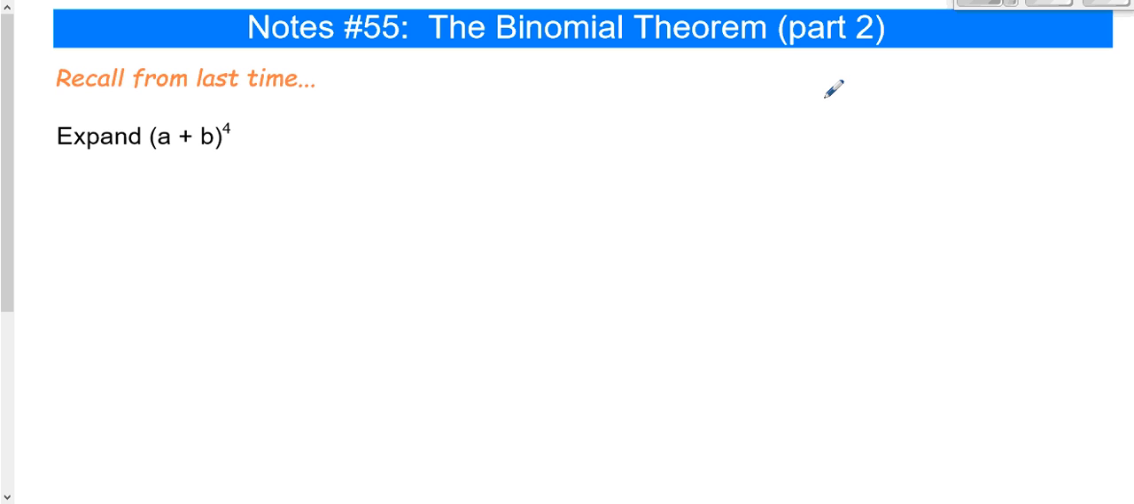So let's start by looking at one of the problems we did last time when we started talking about the binomial theorem. We started talking about expanding binomials. And what we did was we used the numbers from Pascal's triangle to give us the coefficients. And so in the fourth row of Pascal's triangle, we would have the numbers 1, 4, 6, 4, and 1.